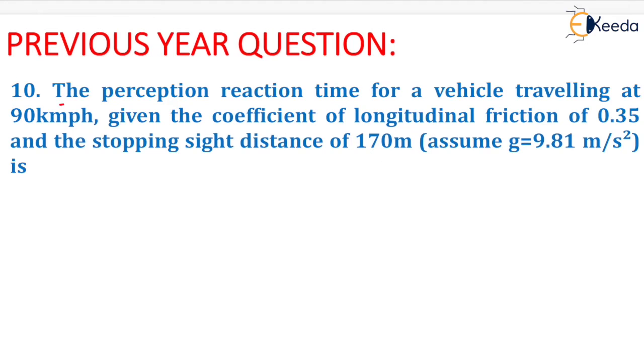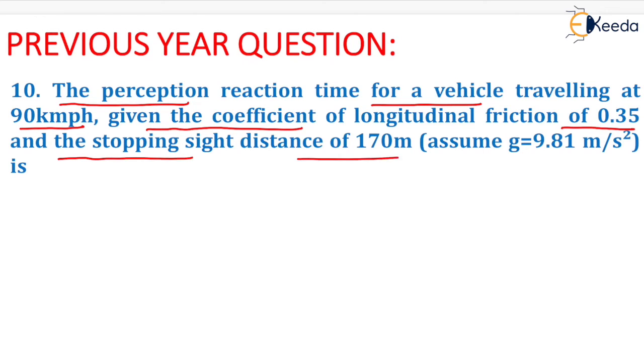The question is given as: the perception reaction time for a vehicle travelling at 90 km per hour, given the coefficient of longitudinal friction of 0.35 and the stopping sight distance of 170 meters, assuming g equals 9.81 meter per second square, is. Now the stopping sight distance is given as 170 meters and we need to find the perception reaction time. So we know the formula of stopping sight distance.